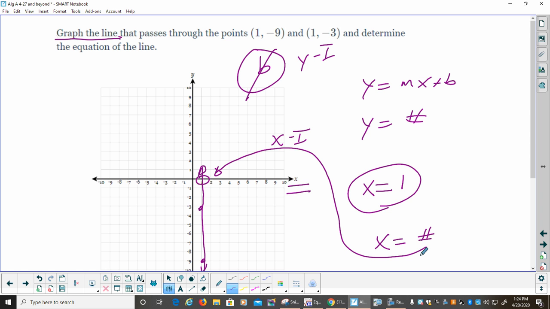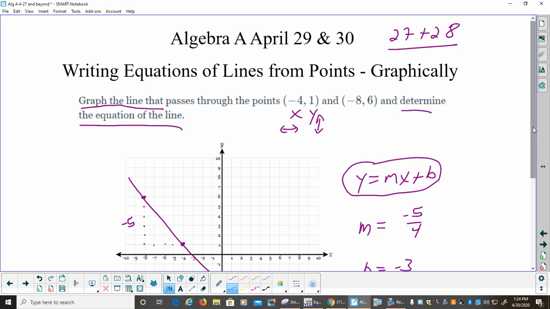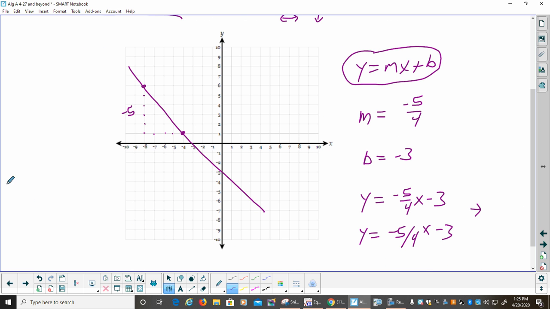If it's vertical, it's always x equals. If it's horizontal, it's always y equals. And if it's not horizontal, not vertical, it's called oblique. It's a fun word. O-B-L-I-Q-U-E. If it's oblique, it means it's not horizontal, it's not vertical, then you use this format. Okay? That should be all you guys need to know.